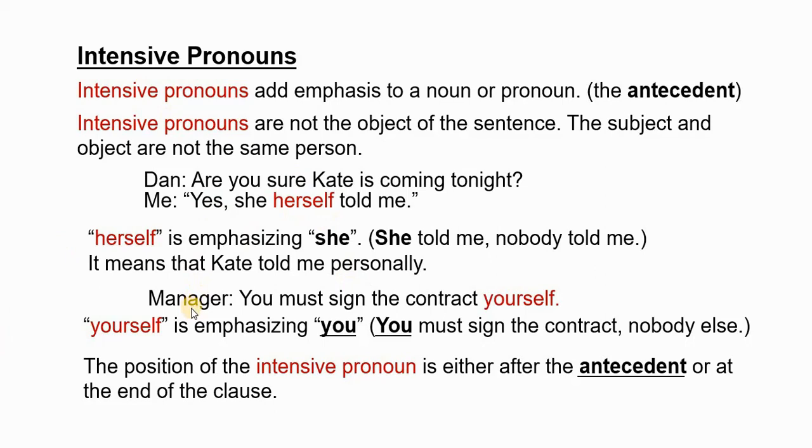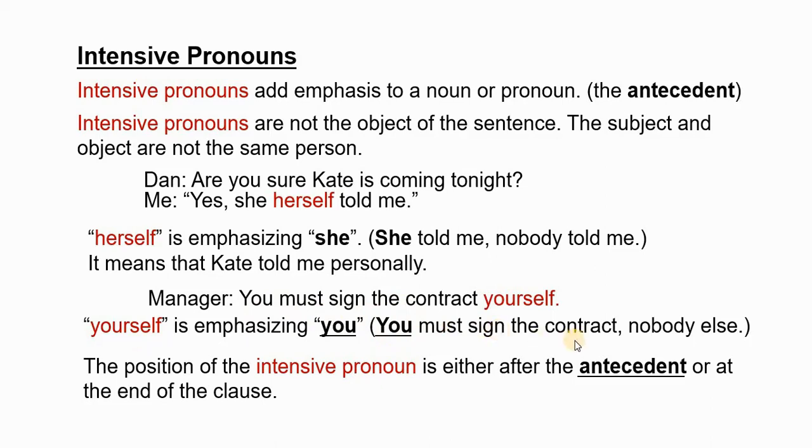Next example, the manager says: you must sign the contract yourself. So yourself is emphasizing you. The word you, it's emphasizing the subject, you. You must sign the contract, nobody else. So here, the intensive pronoun yourself is intensifying or emphasizing the subject you. You must sign the contract yourself.